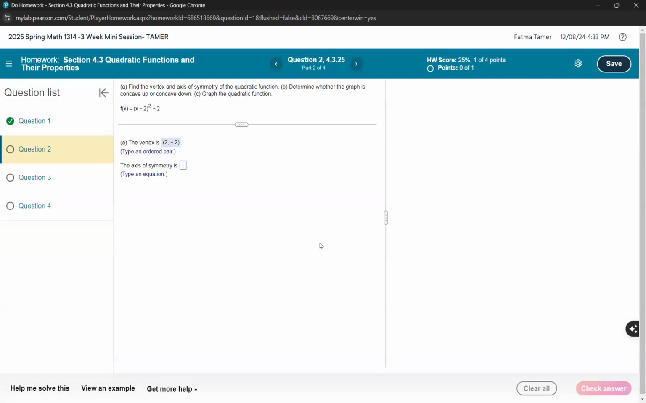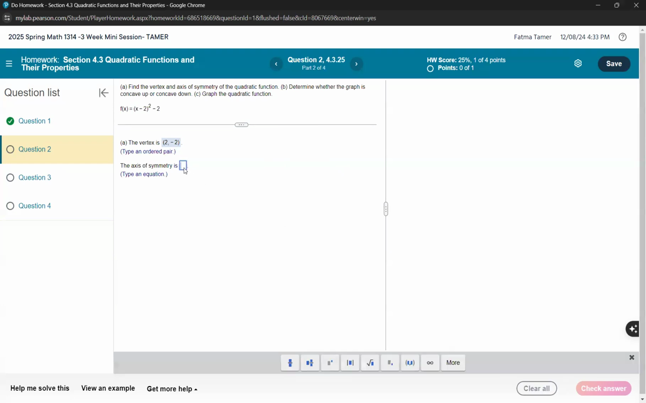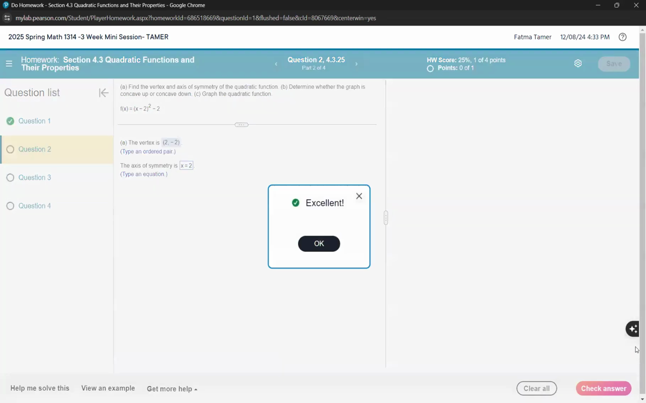And then for this one, we also need to answer the axis of symmetry. Axis of symmetry is when your graph cuts into 2 equal pieces. When there is a symmetry line which cuts your graph into 2 equal pieces, that's called the axis of symmetry. An axis of symmetry always starts with x equals, and then you always take the number from your vertex. So x equals 2, which is a vertical line, will be the axis of symmetry for this equation.